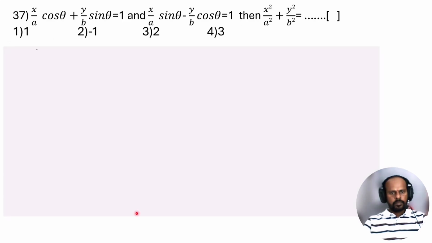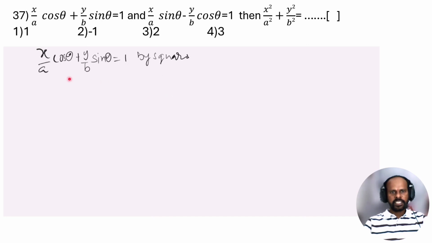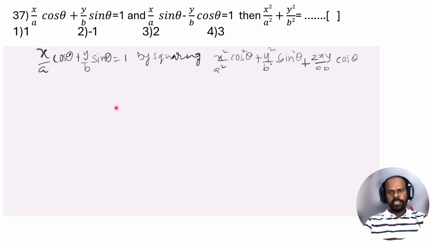So here two conditions are given. One is x by a cos theta plus y by b sin theta equals 1. So here the square is asked, you see x square by a square, y square by b square. So let us square it on both sides. What we get, x square by a square, by using a plus b whole square, so this is a square plus b square. All the terms you have to square. y square by b square sin square theta, and the 2ab term, 2xy by ab, the 2ab term this is. Okay, next.